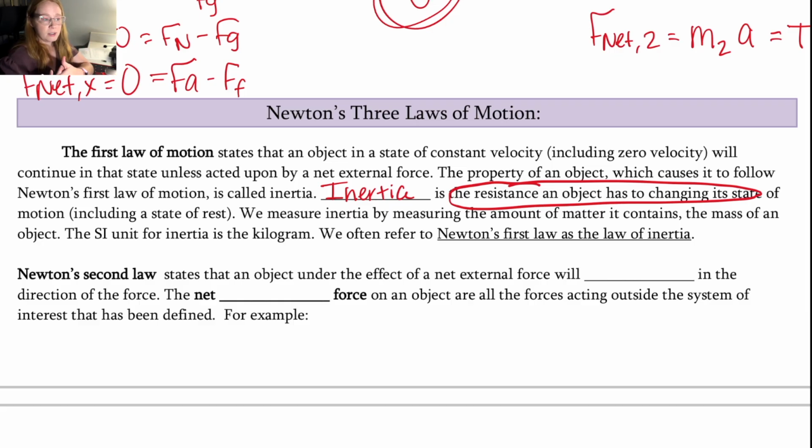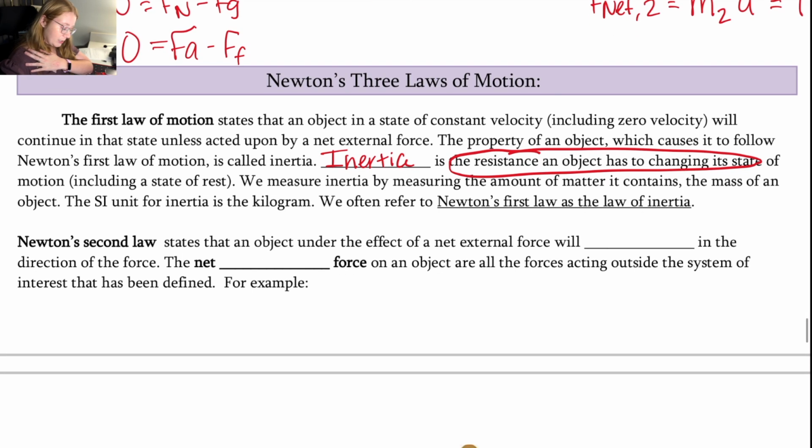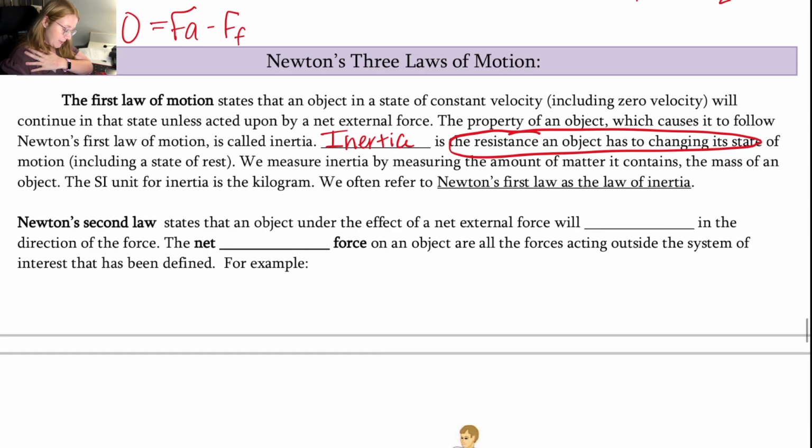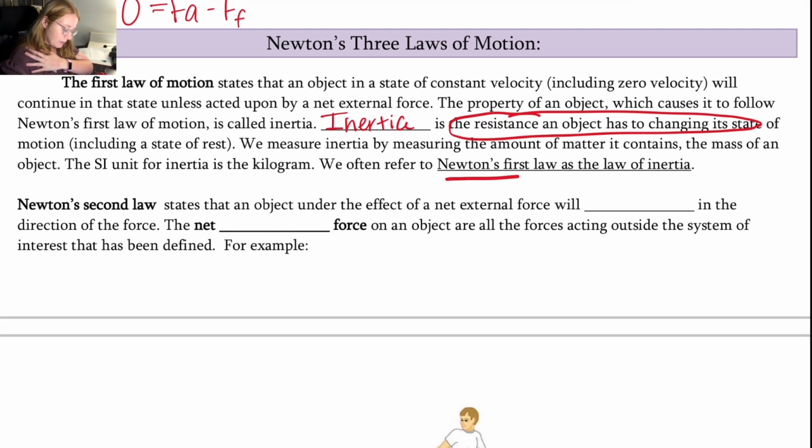So let's say an elephant is running. Elephants have a very large mass and they tend to resist changes in motion. So if an elephant's running, it's going to take a lot of force to stop it from running, and it's going to take a long time for it to slow down. So it really depends on the mass of the object, how much inertia it's going to have. The first law is also referred to as the law of inertia. So if you ever hear that, law of inertia is Newton's first law.